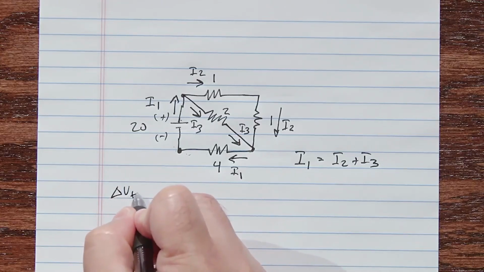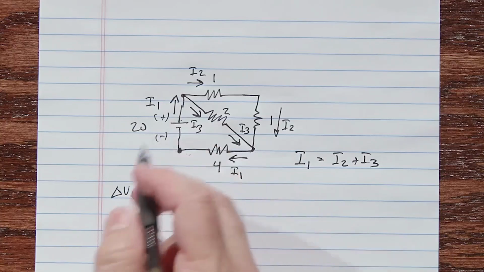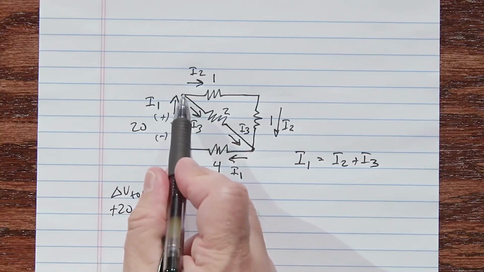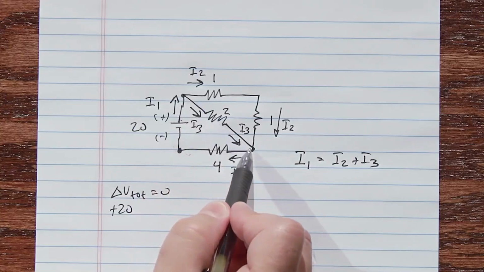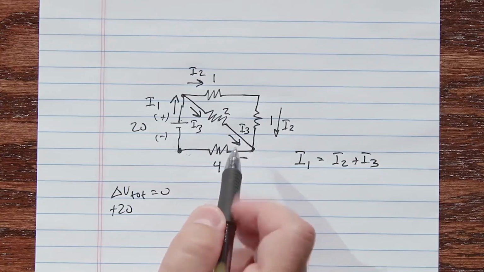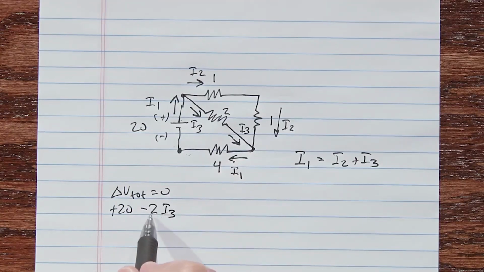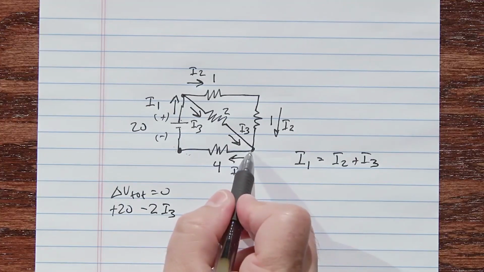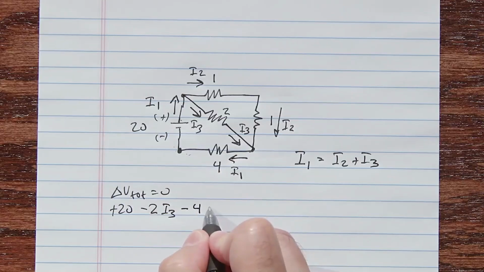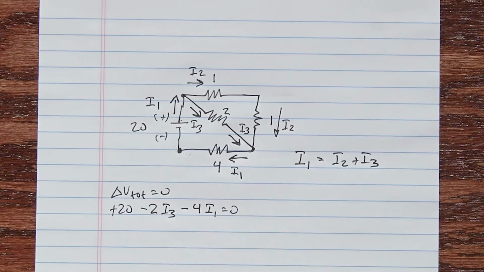Okay, delta V total is equal to 0. Let's go this way. From here, that's plus 20. Then I'm going down voltage, or downhill, across this resistor. I'm going with the current, so that would be minus 2I3. That's I times R. And then once again, minus 4I1. And I'm back to where I started, so that equals 0.